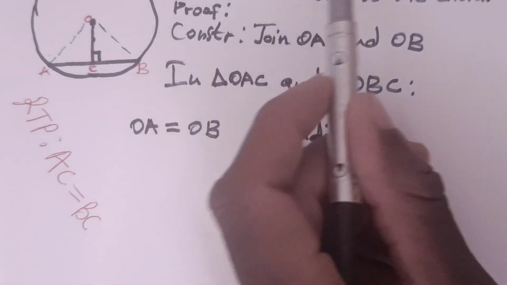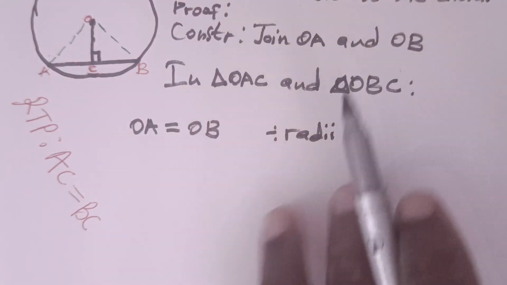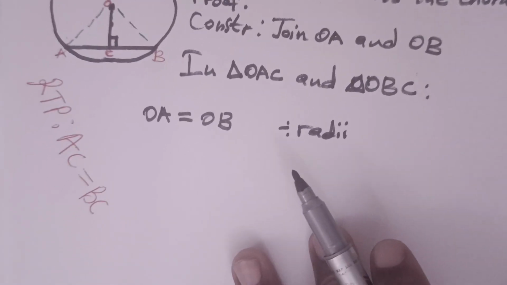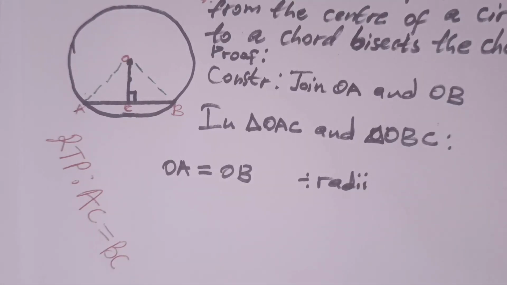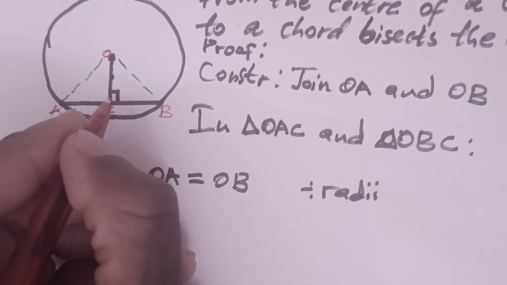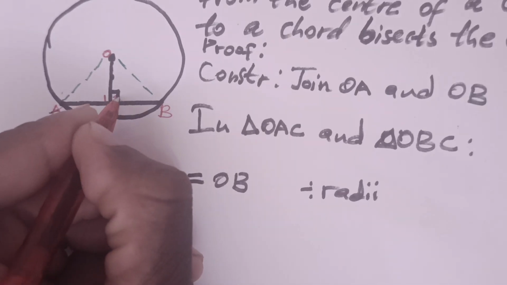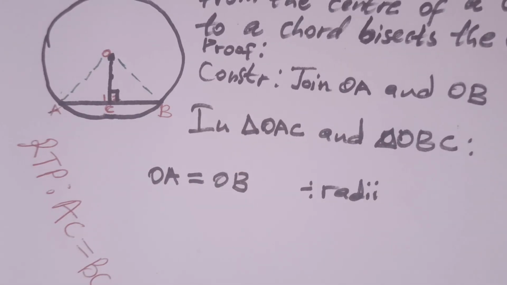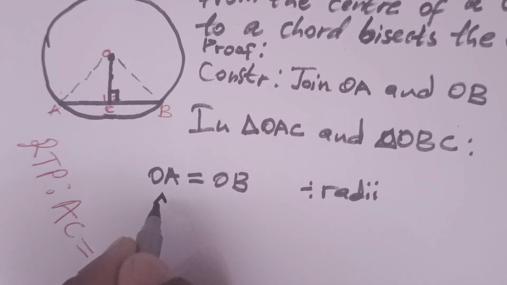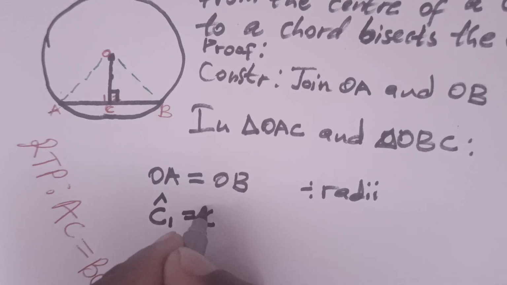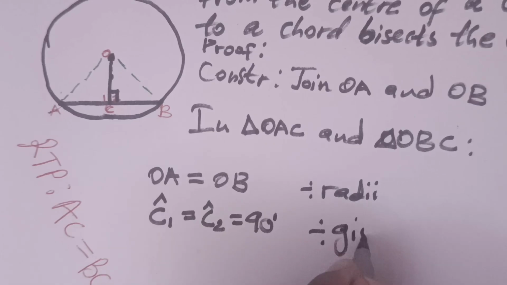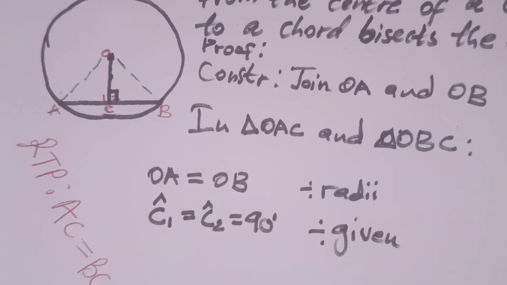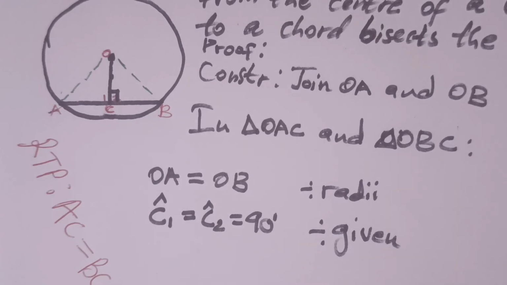Remember, we're given that the line is drawn perpendicular, meaning 90 degrees. We see that there is a 90 degrees there. So we can call those two angles at point C, C1 and the other one C2, of course. Therefore, angle C1 is equal to angle C2 is equal to 90 degrees. And the reason is because this was given, that these two lines are perpendicular to each other, meaning they form 90 degrees.